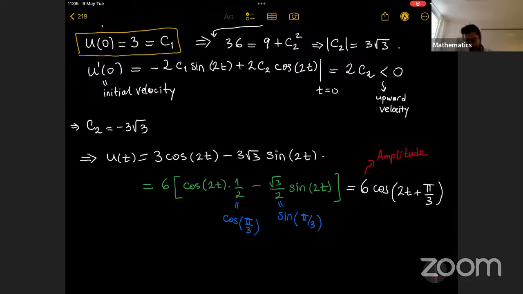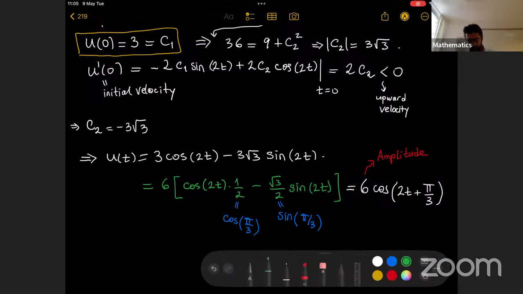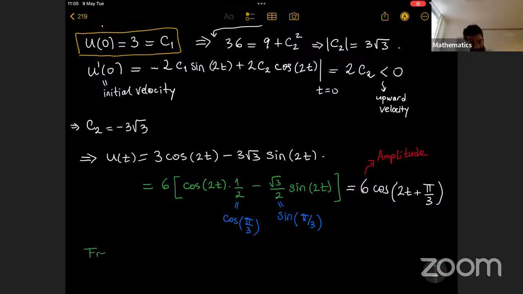What else? You can also see that the frequency, remember, is W0, which is root k over m, and it's equal to 2. And we see also this here, right? 2. It is the frequency.